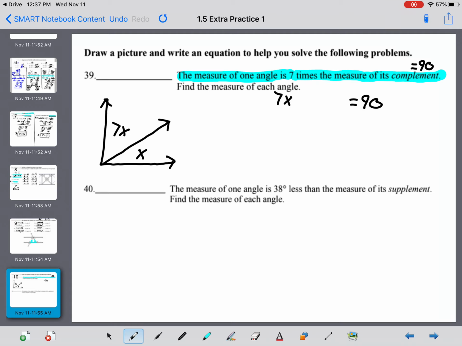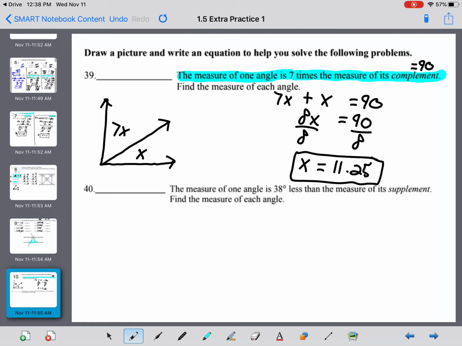So here we have 7x plus x equals 90. I was getting ahead of myself. 7x plus x makes 8x equals 90. Divide both sides by 8, and 90 divided by 8 gives us 11 1/4. So x equals 11.25. Don't be afraid of decimals. It does happen sometimes.